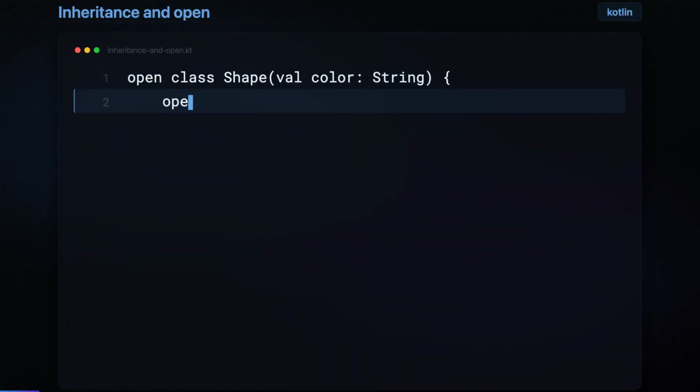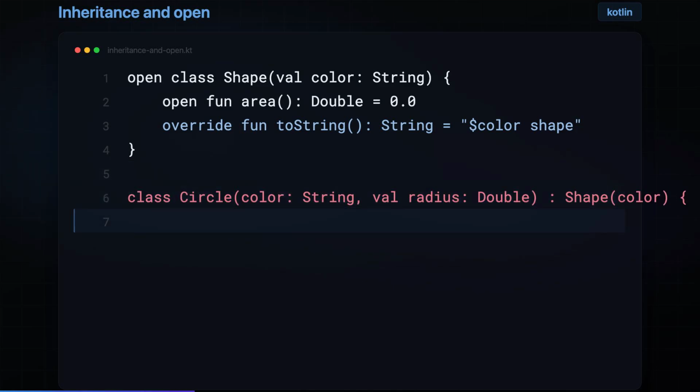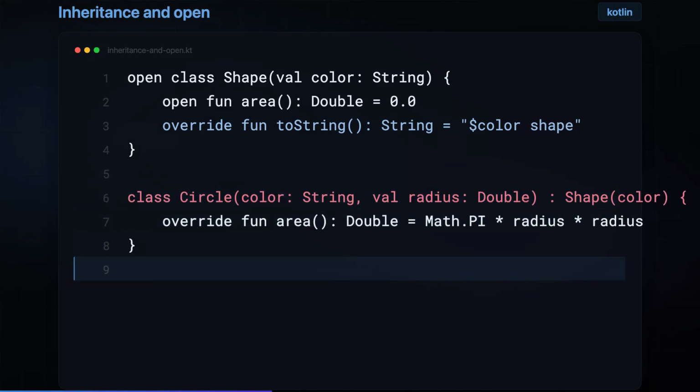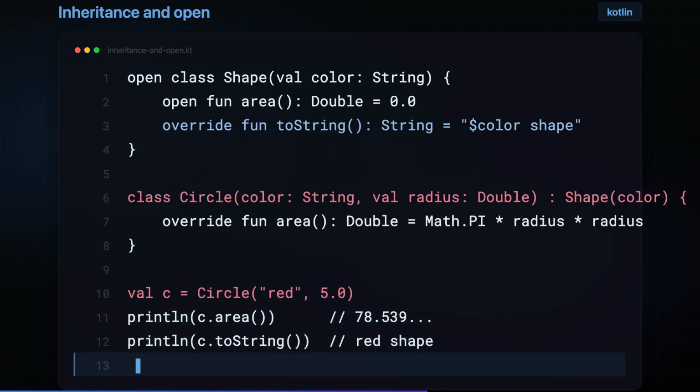Mark a class open to allow subclassing, unlike Java where every class is open by default. This one keyword forces explicit intent. Only classes designed for extension are open. Override functions must also carry open in the parent and override in the child. Missing override is a compile error.